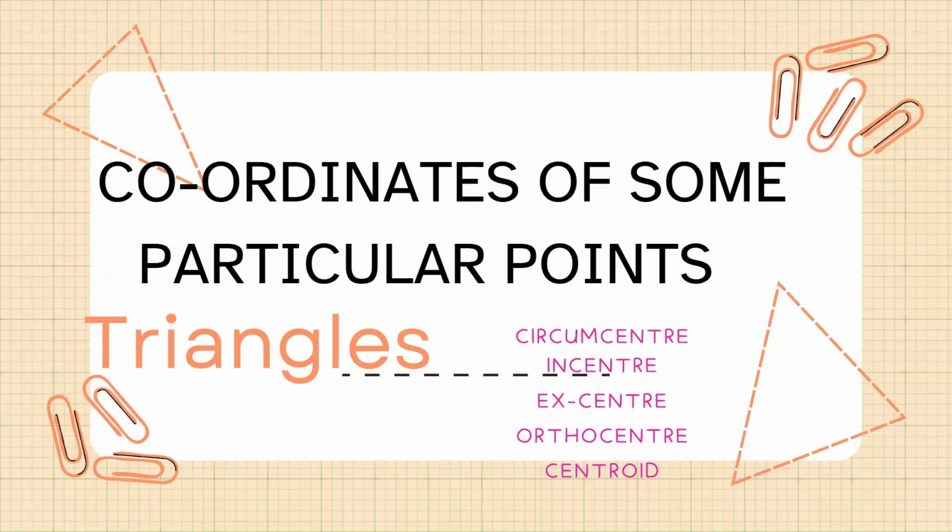Coordinates of some particular points in triangles. When we have coordinates of a triangle, how to calculate circumcenter, incenter, excenter, orthocenter, and centroid. These are the things we'll look into in this particular video. And also when we have 3 points, we will try to check whether they form a triangle or not.